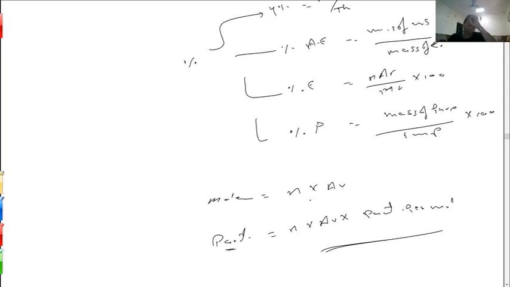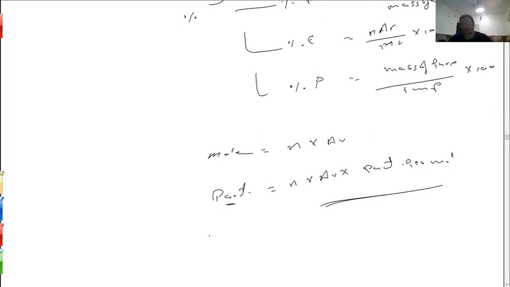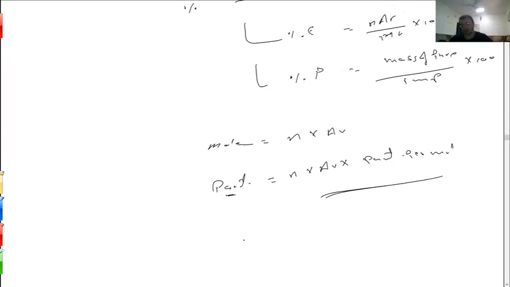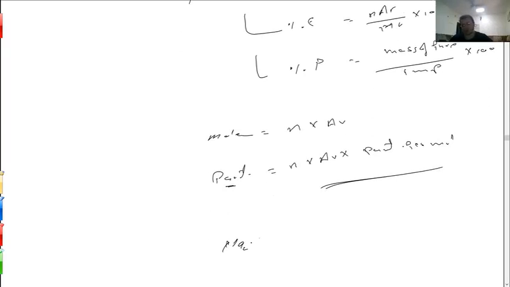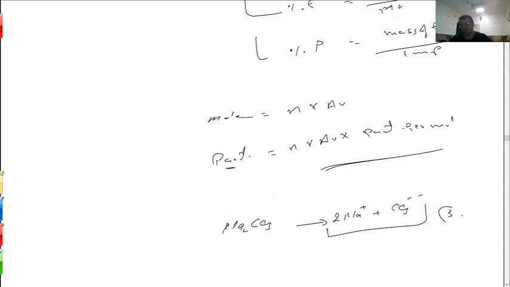Like when I ask in an exam, we have sodium carbonate. Find how many ions are there in 1 gram. It's easy. Sodium carbonate is Na2CO3. This one will be ionized to produce 2 sodium positive plus 1 carbonate 2 negative. So the total number of ions per molecule is 3.